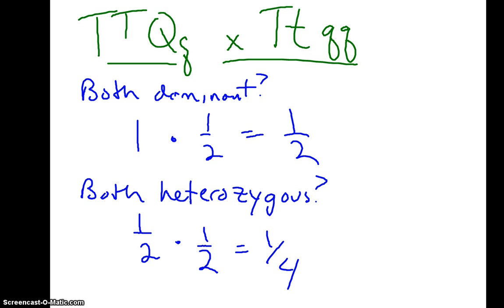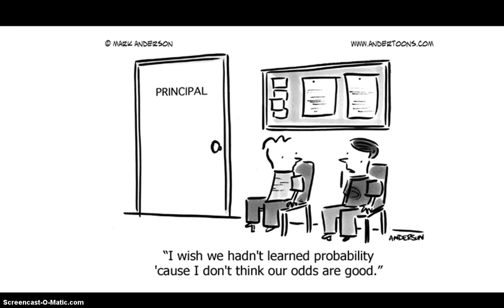So hopefully if you can take your time and break these down and look at each gene separately, you'll be able to use the rules of probability to do dihybrid crosses in a much quicker and easier manner.